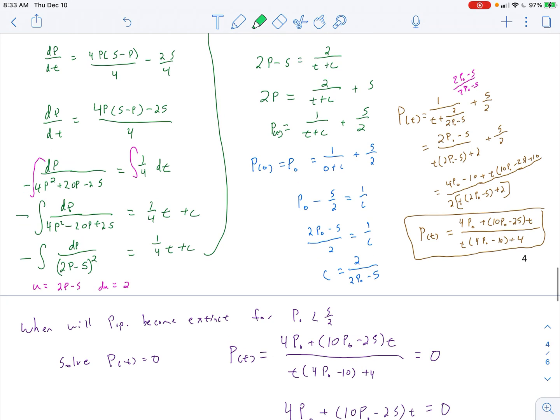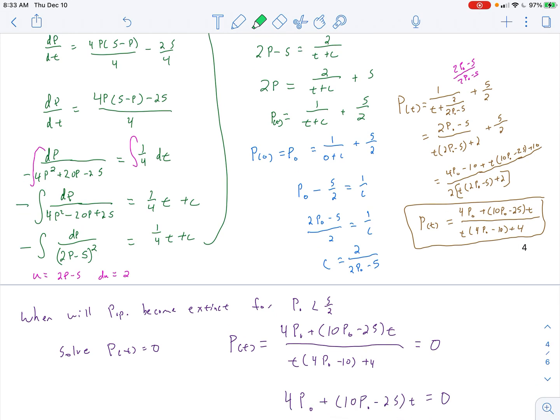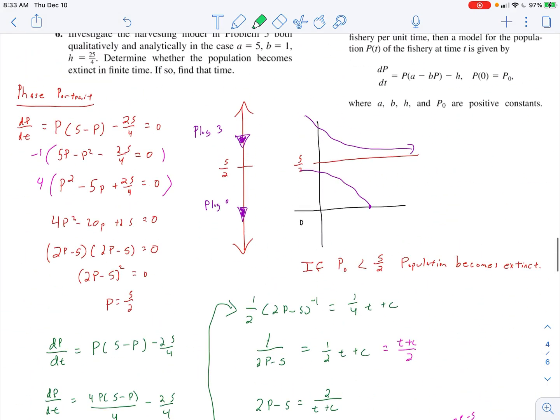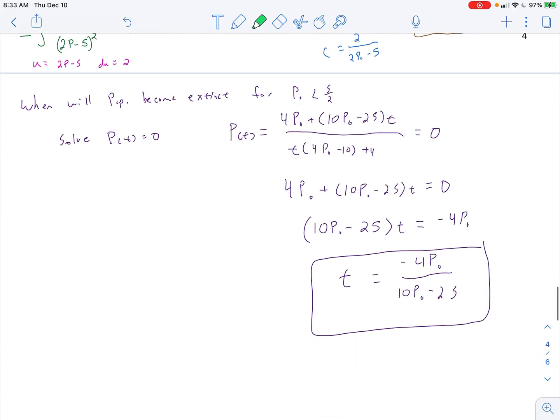Now that we found the logistic function, we're going to find, okay, when will our population become extinct for p sub 0 less than 5 halves? Again, if our initial population is greater than 5 halves, we're good. It's not going to become extinct. But if it's less than 5 halves, we are going to become extinct. And you can see that based off the phase portrait.